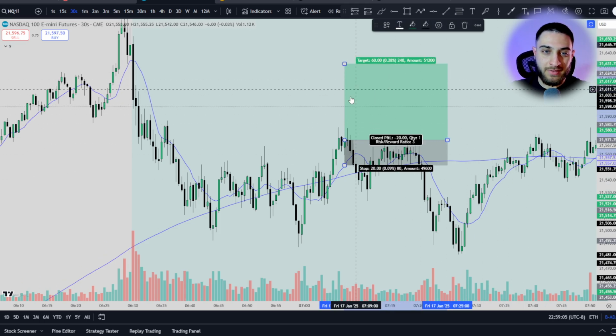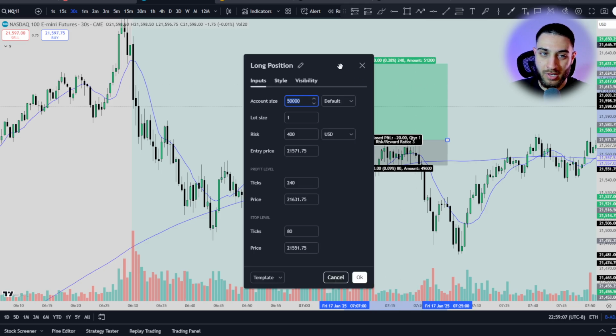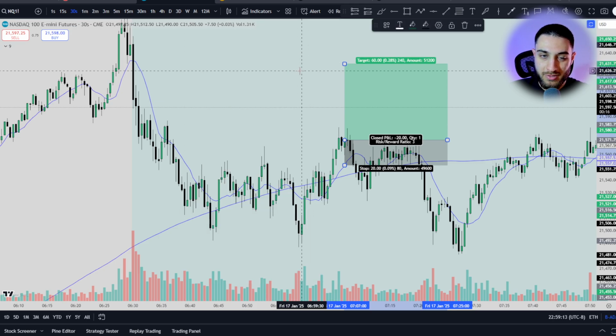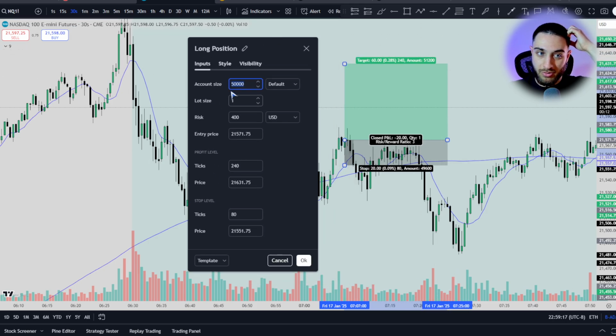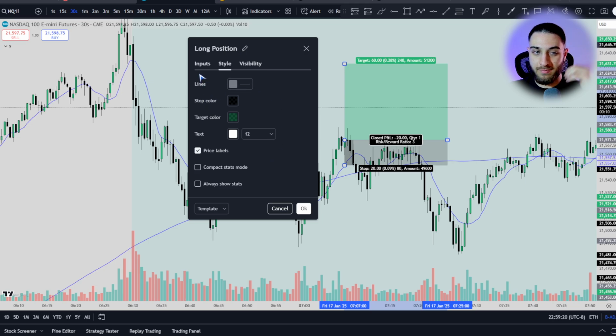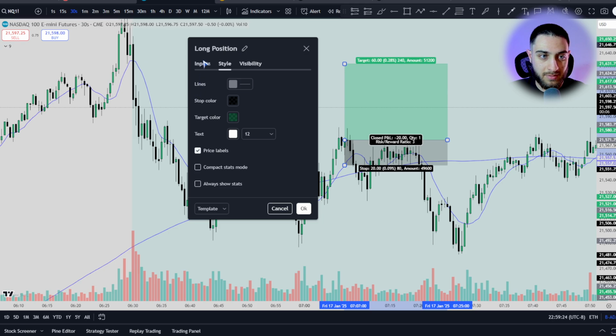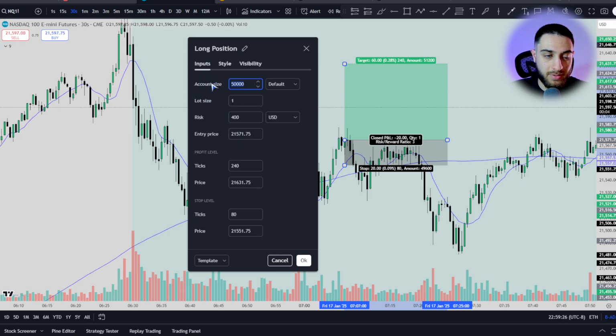I have this long tool configured so it automatically tells me how much I have to enter with, but I'll explain what all this means right now. When you double click on this, or click on it and click the settings icon, it's probably going to go to style first. Make sure you click on inputs. Always show stats, I don't know what that does. That's pretty cool.